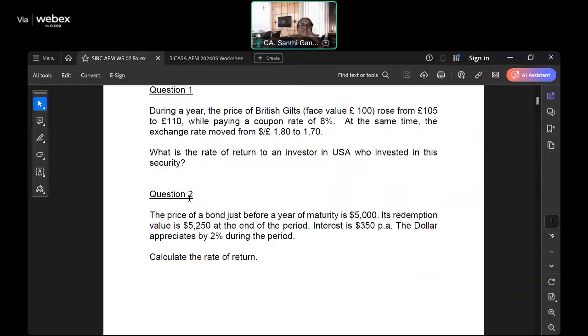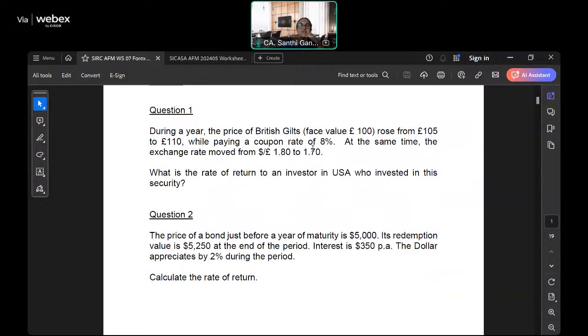Now, let us try these 2 problems. This is about investment, foreign investment, bond investment. What is the rate of return to an investor in the US who invested in the security? During a year, the price of British bills, the face value is given, rose from 105 to 110 while paying a coupon rate of 8%.